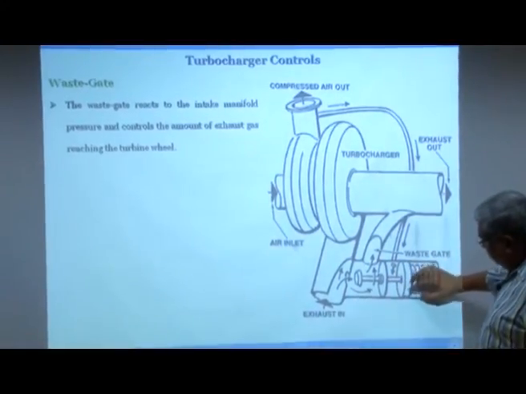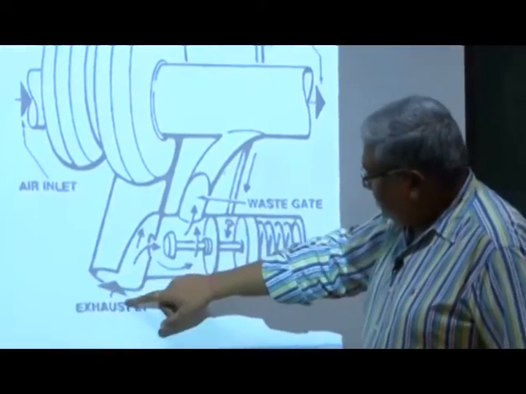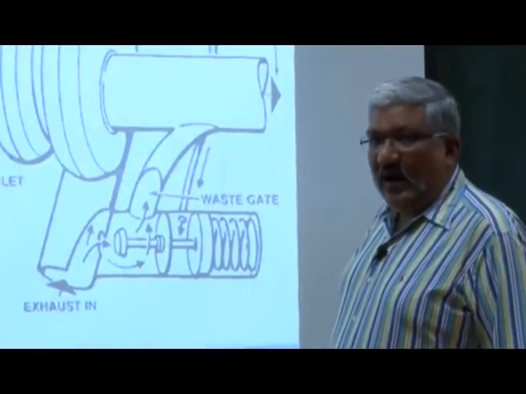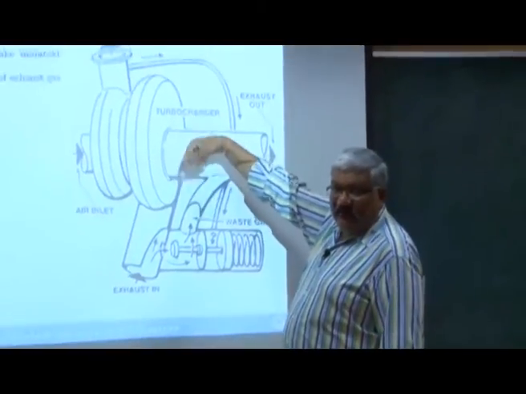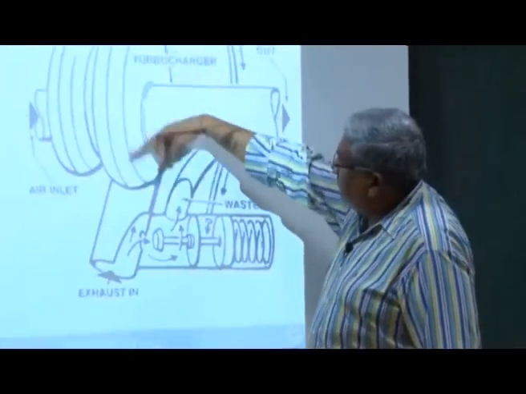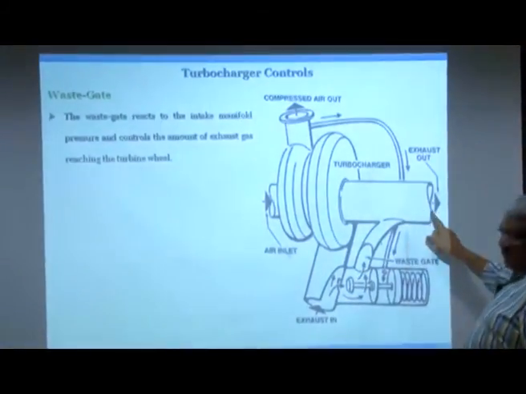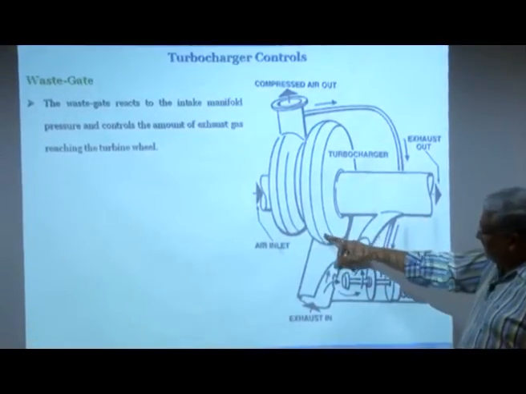Once this is pushed, then this will open, and once this opens, the exhaust will always try to find the path of least resistance. Here it is facing the resistance because of the moving blades. So, some of the exhaust, instead of passing through the turbine, will pass directly into the exhaust manifold. Once it passes through the exhaust manifold, what will happen?